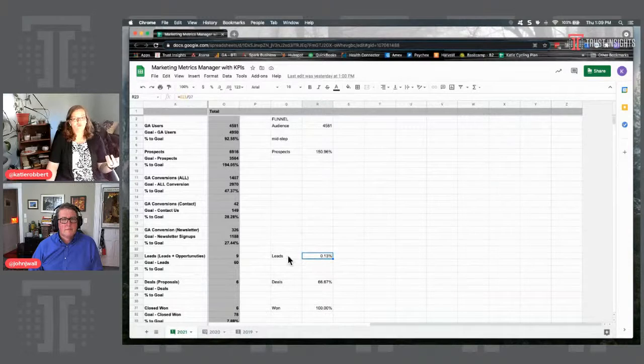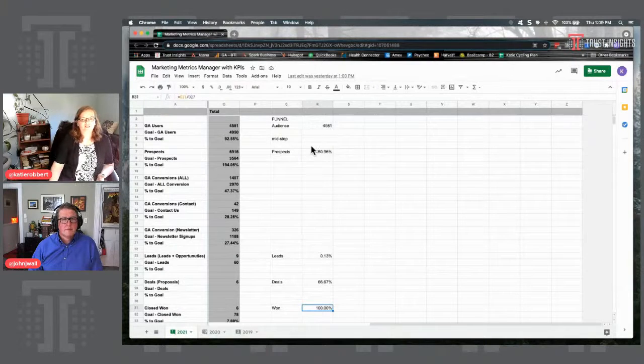And then once they've raised their hand and said, I'm interested, okay, why don't you go ahead and send me a proposal? And that's the deals. And then from there, we want to see of those how many we close and how many we don't. So it's a very simplistic funnel, but we're also a super small company, and our sales cycles aren't that long. They can go anywhere from a couple of days to about a month. And so it's really about trying to focus in on the metrics that matter.